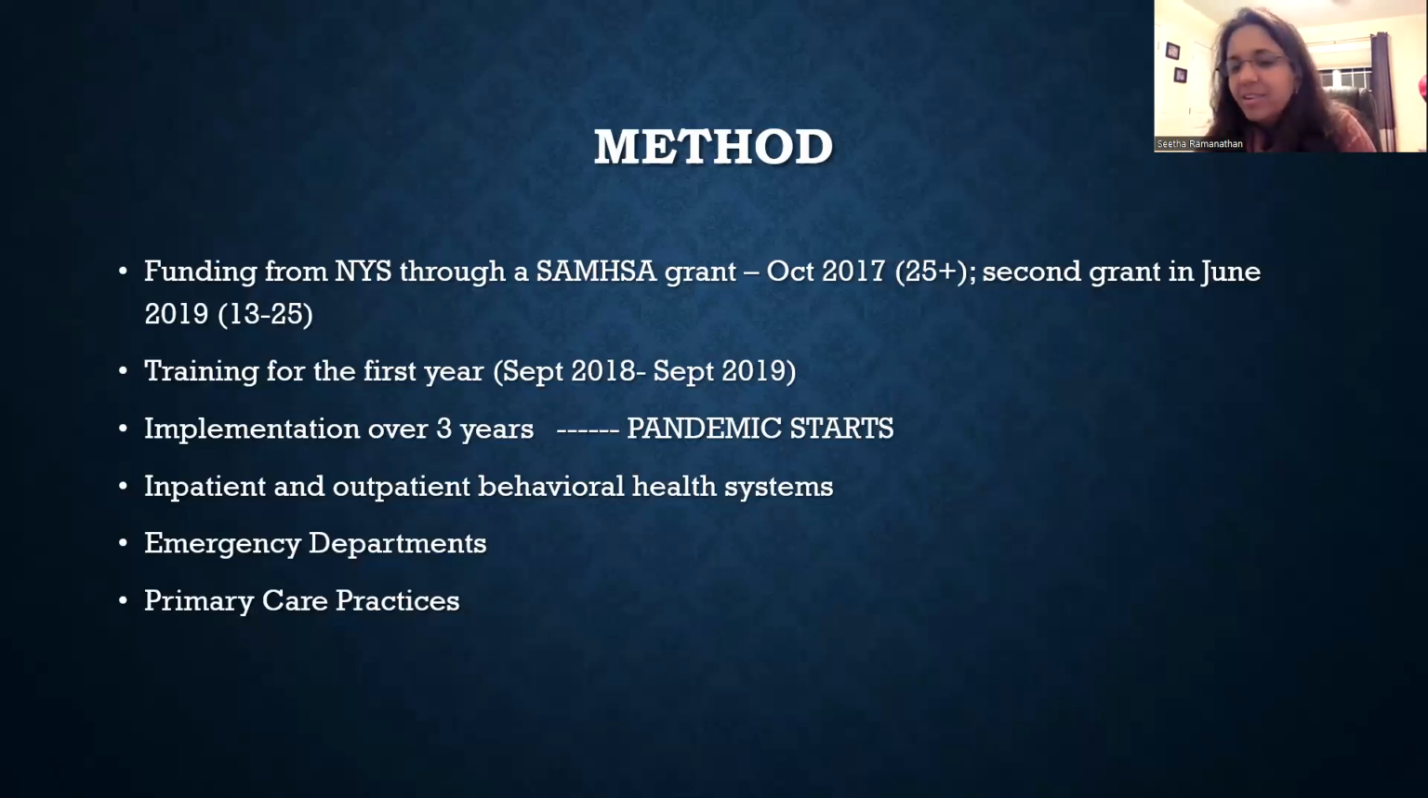And in 2017, they were awarded a SAMHSA grant. SAMHSA is an implementation funder. It's the federal funding agency that provides federal implementation grants. But this was only for people above the age of 25. The state followed up and got a second grant, which helped us implement the same model in individuals from 13 to 25. So we're now able to cover 13 and above.